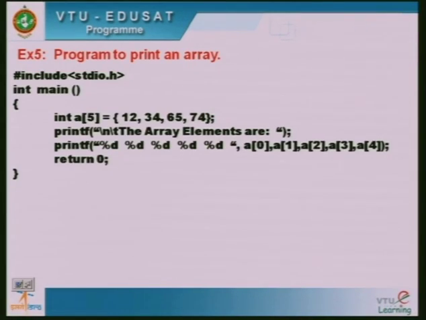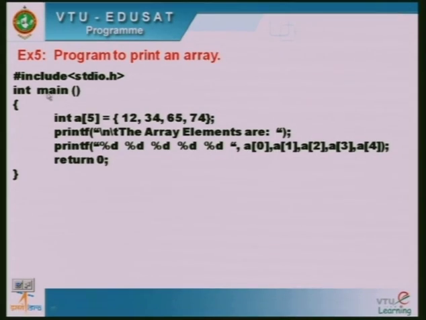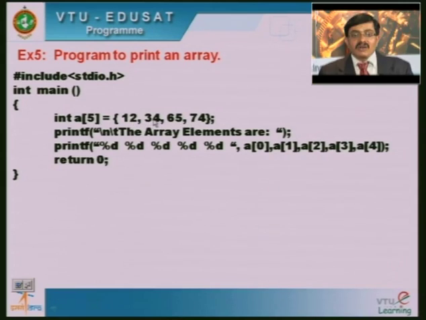Now, let us look into one simple program using an array: a program to print an array. I am including the stdio.h header file, then int main, then declaring the array and initializing it with a certain set of values: 12, 34, 65, 74. Note that a of 0 will be 12, a of 1 will be 34, a of 2 will be 65, and a of 4 will be 74. Next, I am printing the values a of 0, 1, 2, 3, 4.